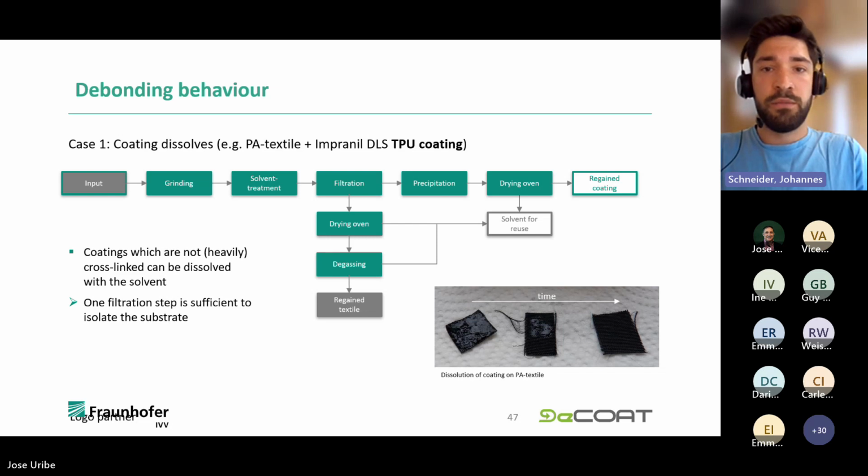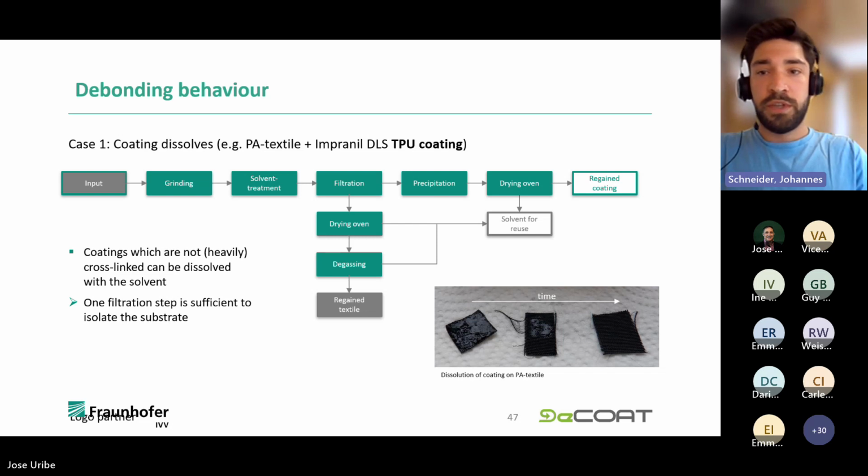So in that case, the input, of course, had to be ground in the first step to feed it into our process. Then during the solvent treatment, as you can see in the picture below, after some time, the coating is more and more dissolved from the substrate. This was a polyamide textile with a PU coating.